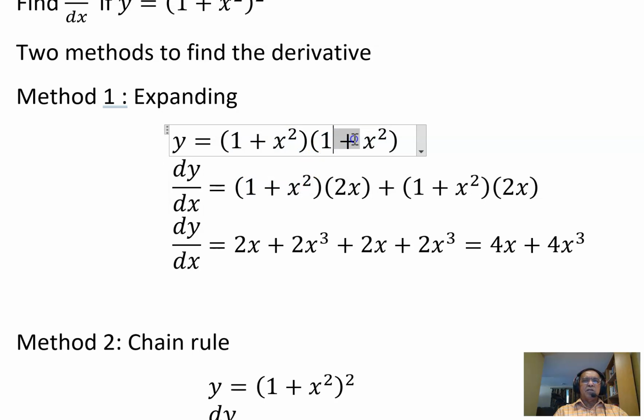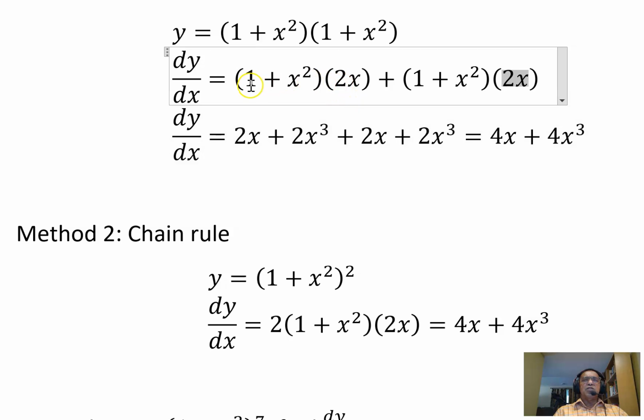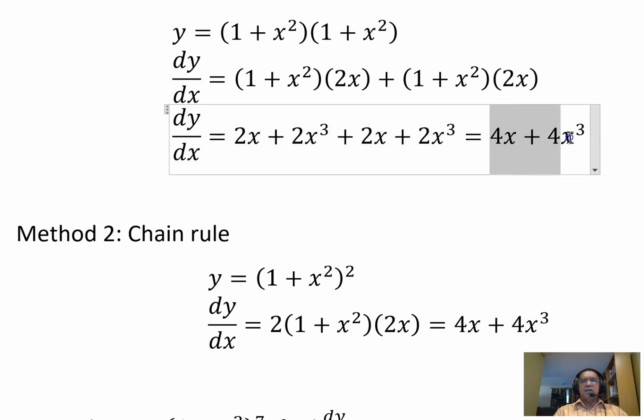So write the first factor, 1 plus x squared, times the derivative of the second, and then write the second, 1 plus x squared, times the derivative of the first. The derivative of 1 plus x squared is 2x. So we get 2x plus 2x cubed plus 2x plus 2x cubed. Altogether we get 4x plus 4x cubed, and we got the answer. So we needed to use the product rule and then expand it and get the answer.